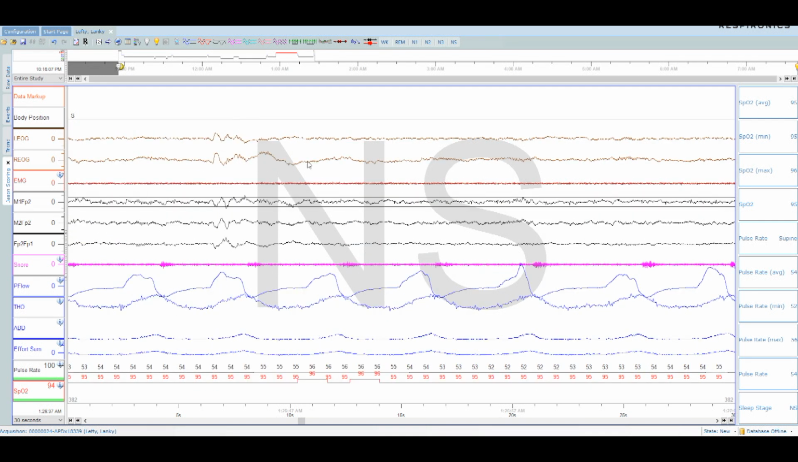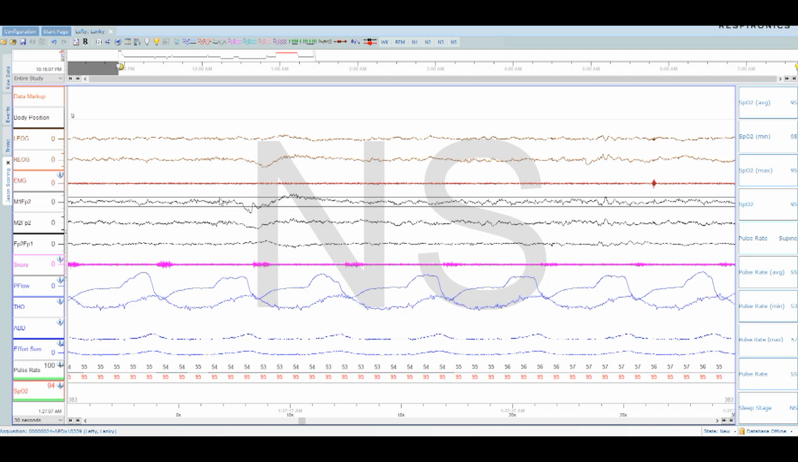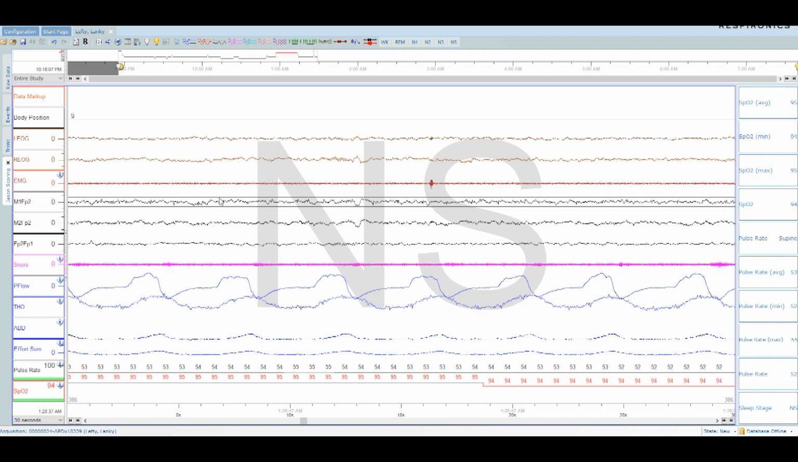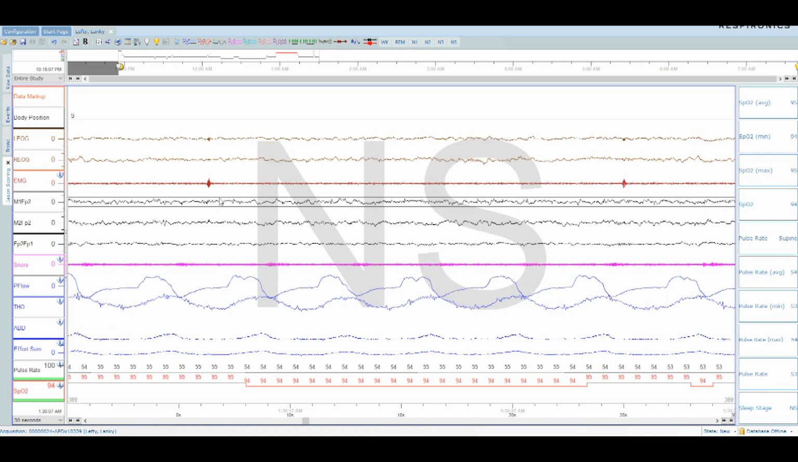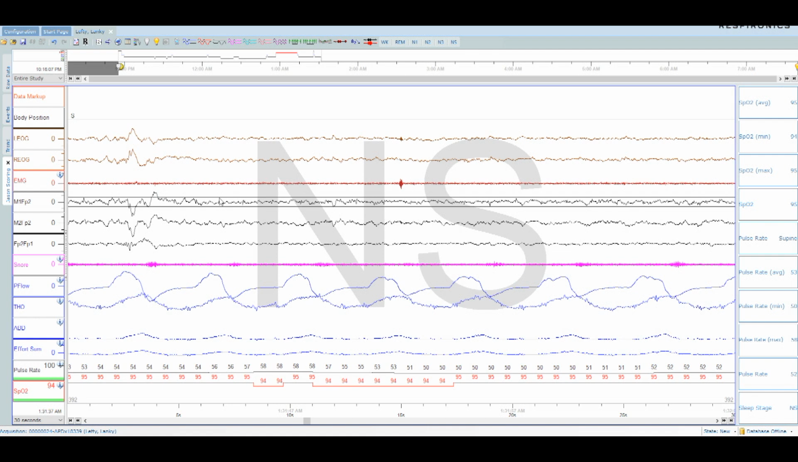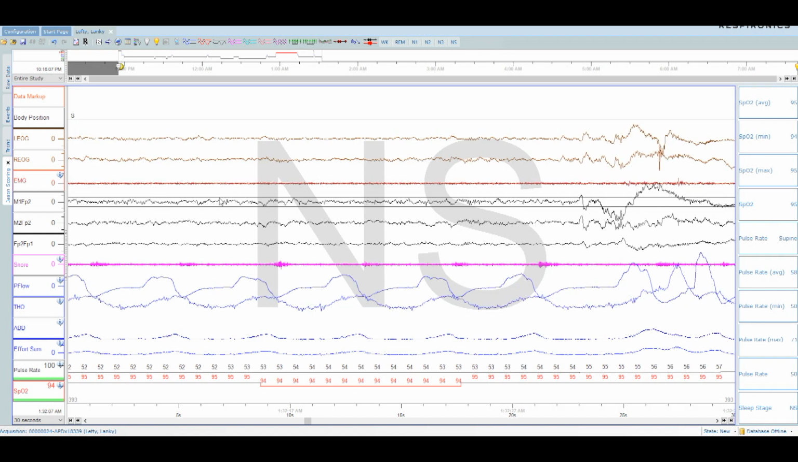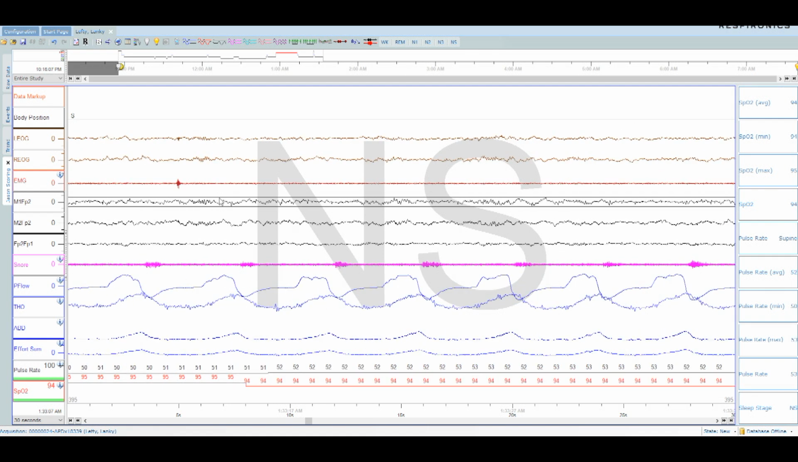Now stage 2, because we have this K complex here at the beginning. There's no size. Remember, guys, size does not matter for K complexes. It just has to be a sharp negative, which is up, followed by a sharp positive deflection. This is clear. That's stage 2 for me. The interscorer reliability board would probably say, no, not enough. But I always disagree. Not always, but often, I should say.